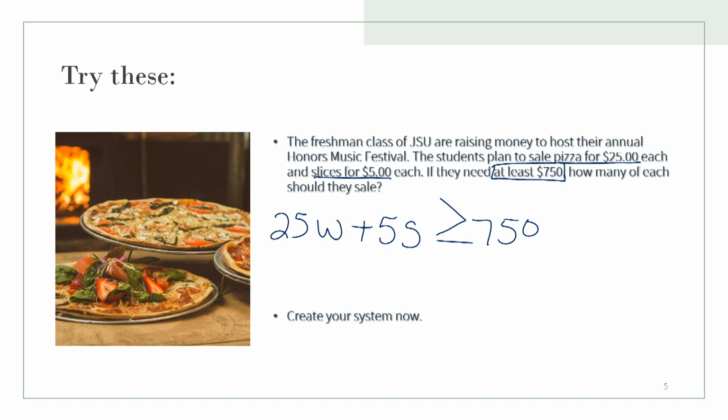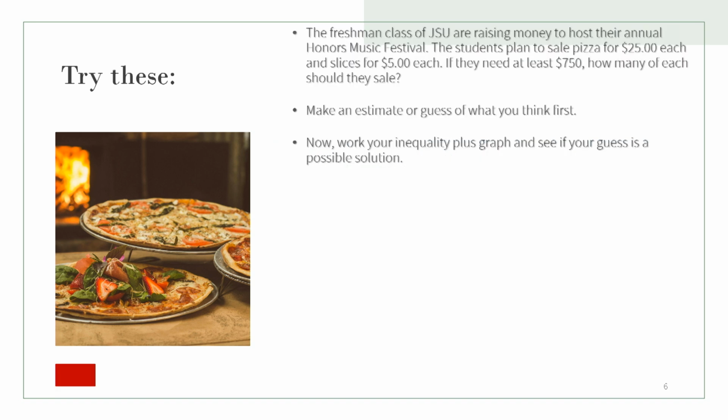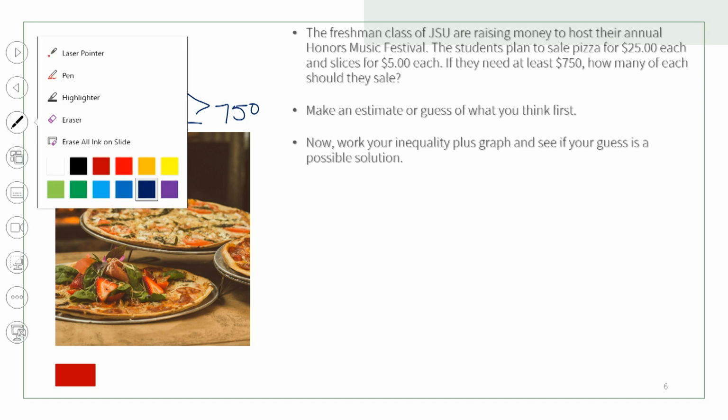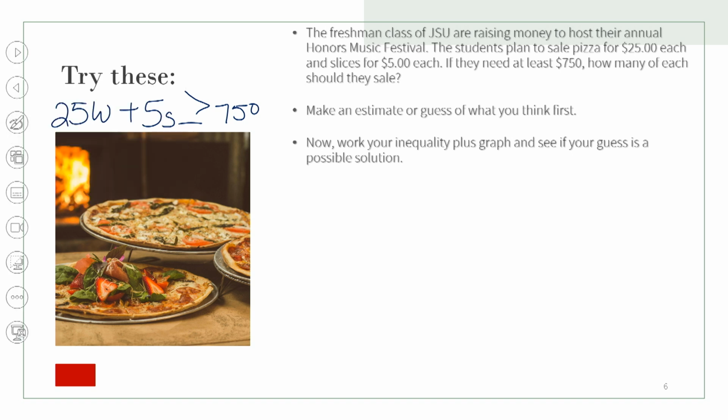So now that I have figured out what my equation is, let's see if we can work some problems. So here we go. We've got our equation of 25 whole pizza plus $5 slice is greater than or equal to $750. Anytime that we're doing work, we know that we can't use anything else in Desmos or in our calculator except our X's and our Y's. So I want to go ahead and make sure that I notate that.